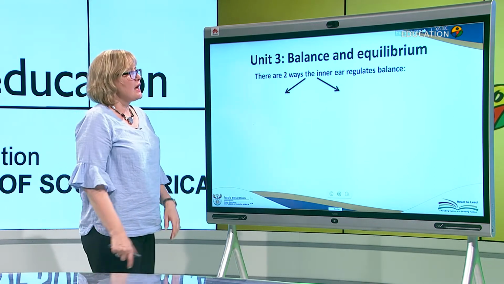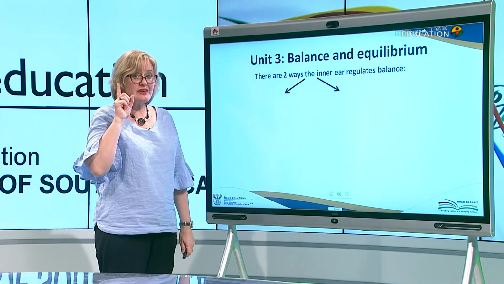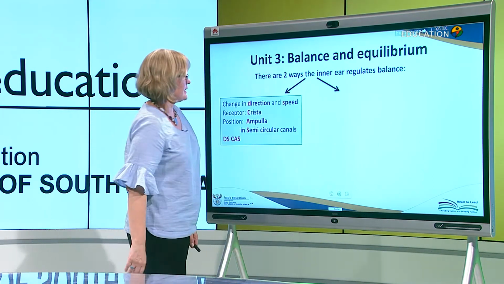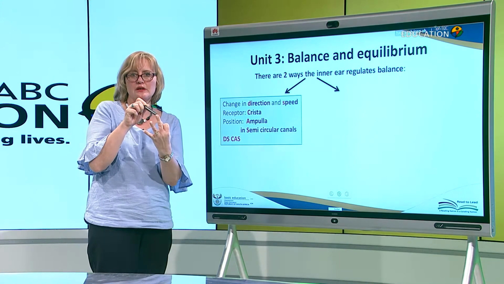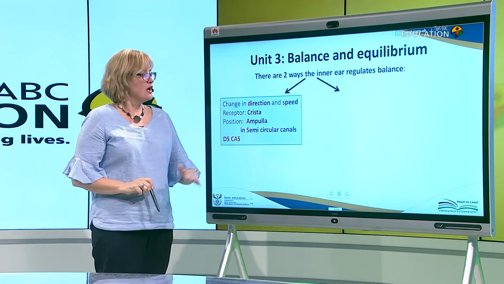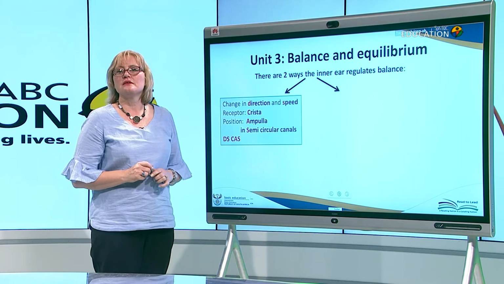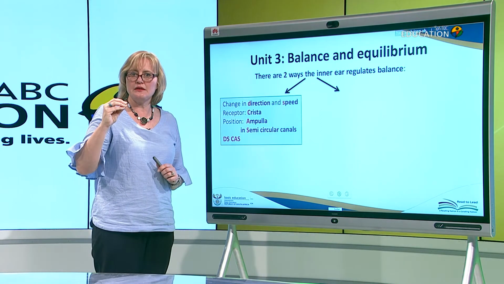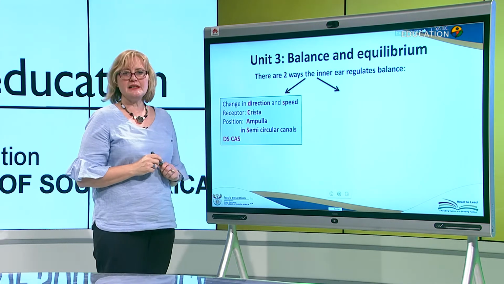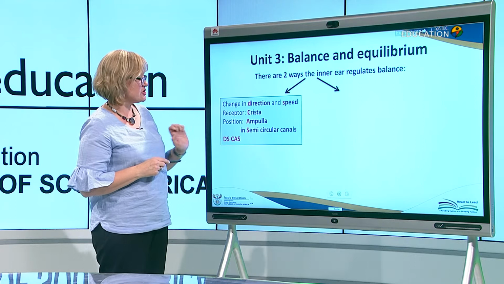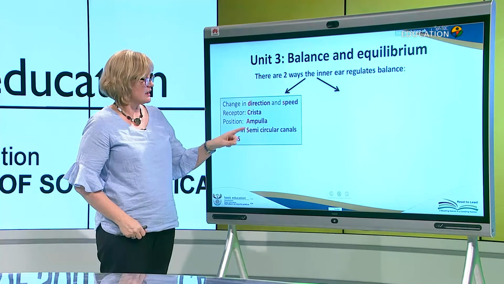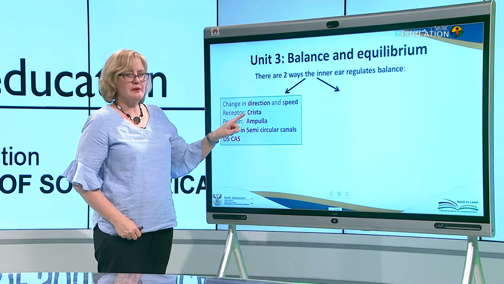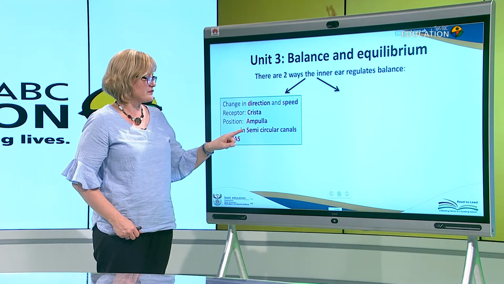So there's 2 ways in which the inner ear regulates balance. So remember now that's the inner ear. The first way is through the crista. Now, what you have to know here is there's a stimulus, there's a receptor, and there's a position where this receptor is found, right? So those three things you must know. So firstly, the stimulus is a change in direction and speed. That's our stimulus. Then the receptor is the crista, and position is the ampulla. It's in those little bubbles at the bottom of the semicircular canals, right? So it's change in direction and speed. It will stimulate the crista, which is situated in the ampulla of the semicircular canals.